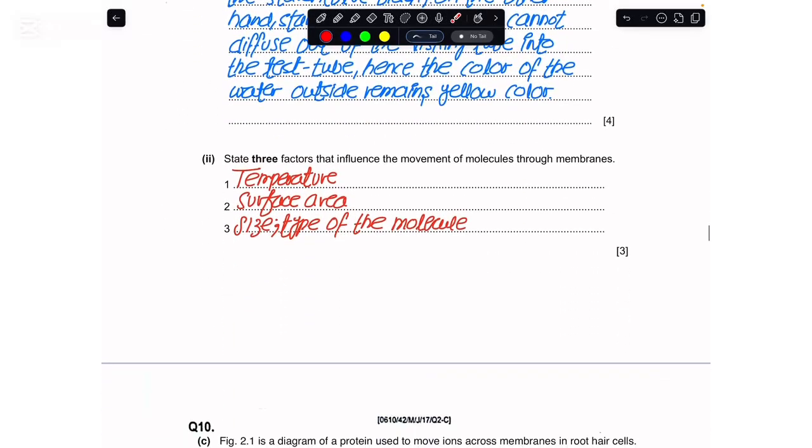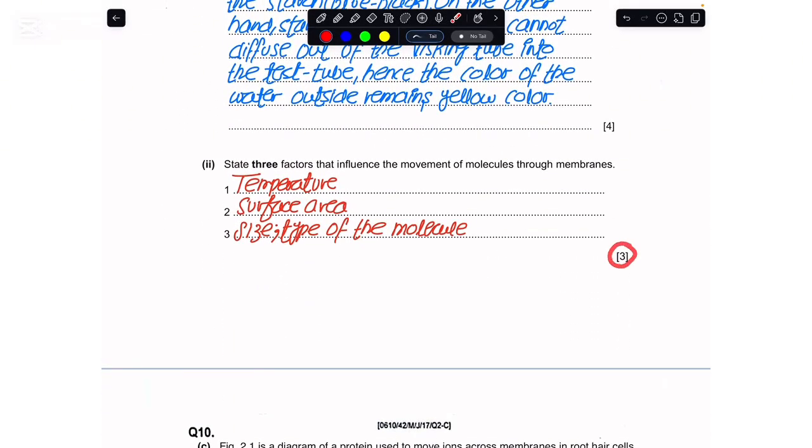If we move toward the second part, for a total of 3 marks, they are asking that we state three factors that influence the movement of molecules through membranes. So you would say the first is temperature, because the higher the temperature, the more movement of the molecules there would be through the membranes. The other is the surface area. The greater the surface area, the greater the movement of the molecules.